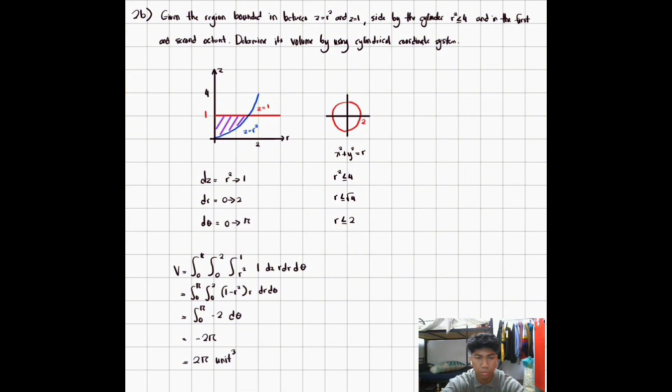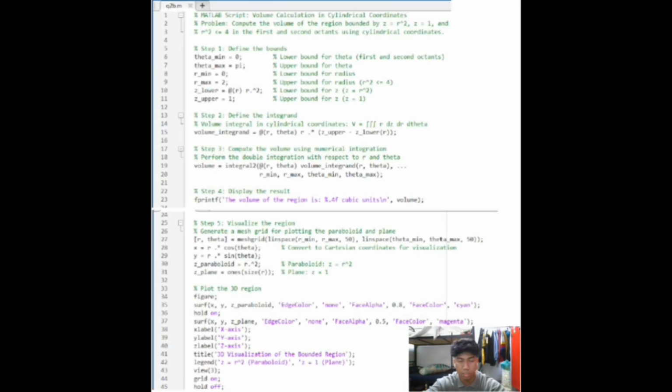Then we put the values into the formula: V is equal to the triple integral of 1 dz dr d theta. So we calculate, and the answer we got is negative 2 pi for the volume. We cannot have a negative volume, so we change it to positive, which is 2 pi. Let's move to the simulation.